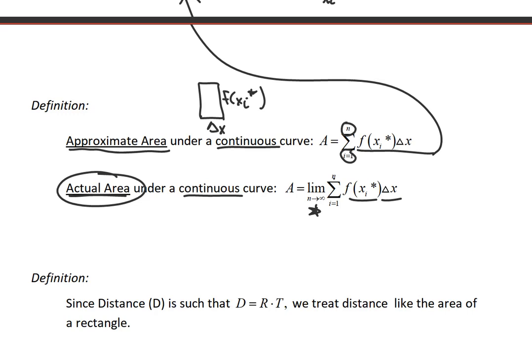Now, speaking of area, there's another application that can be used with this same concept and even the same notation, and that is distance. You may recall that distance is computed by this formula: distance equals rate times time. Since rate times time is the same kind of calculation as base times height or length times width of a rectangle, distance can also be computed just like area under a curve, as we just saw previously, and we treat it just the same way like area.